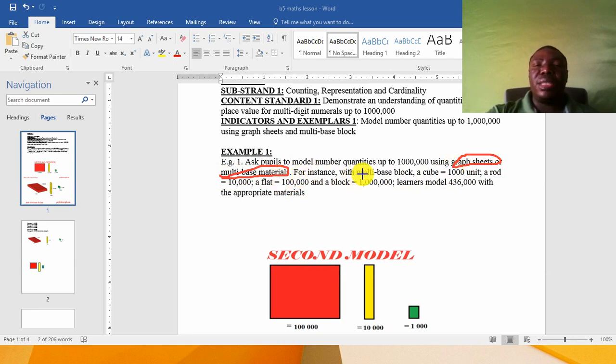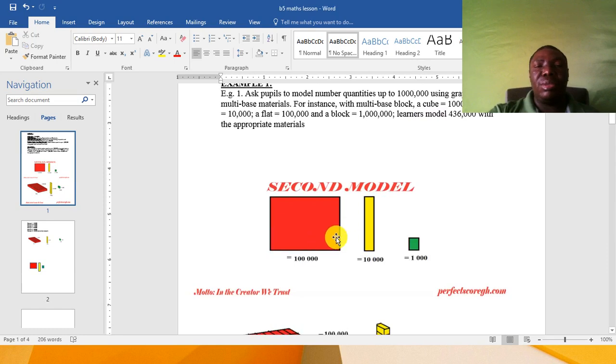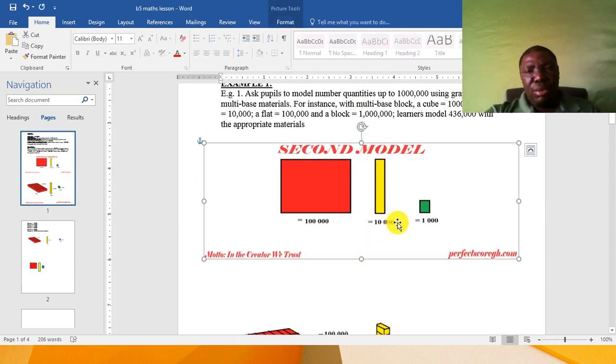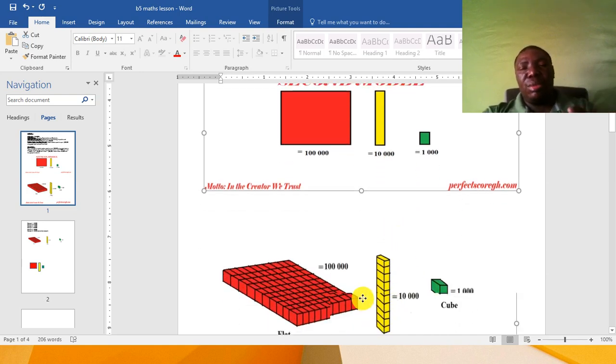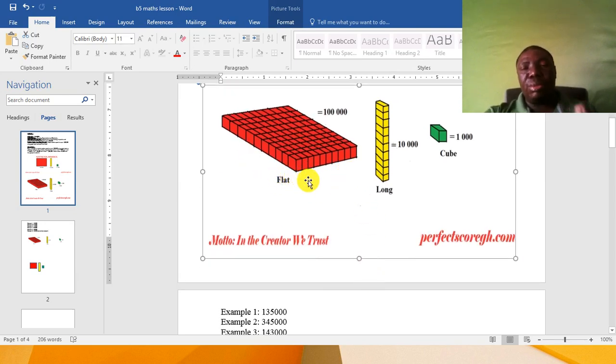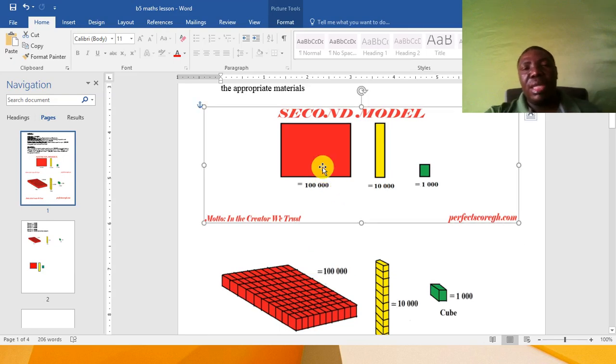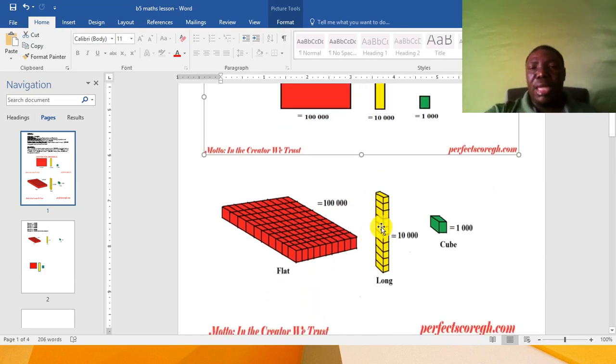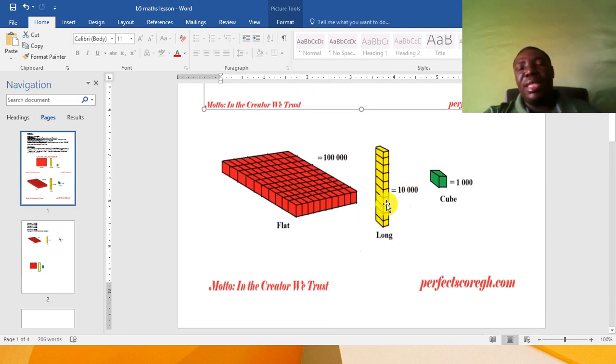With multi-base blocks, a cube is equivalent to 1,000 units, a rod is equivalent to 10,000, and a flat is 100,000. I've designed a multi-base block for you to look at. For you to be able to do these things in your jotters or workbooks, the syllabus says it takes time to model with the cubes arranged in this one. It is very difficult to model, because it will take you time to just draw. So to make it simpler, the syllabus has us use this one and that one: the red square representing 100,000, the rod, and the cube. The same thing, but I don't think some of you would be delighted to draw the other one.